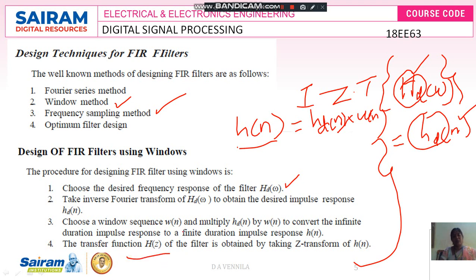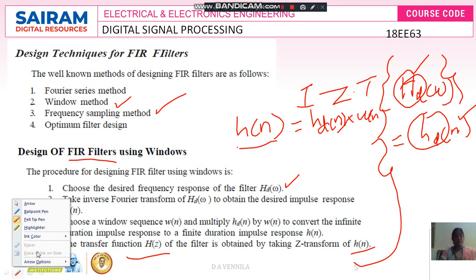After finding the transfer function, only then are we going to find whether the given system is stable or not. By using the transfer function, we are going to find the system stability. So the transfer function will be obtained by taking the Z transform of h of n. Now the FIR filter will be designed.